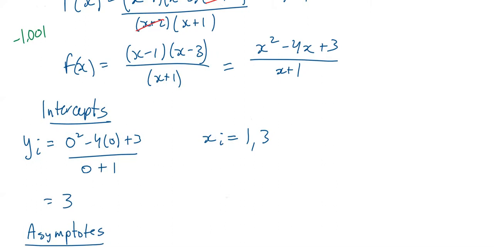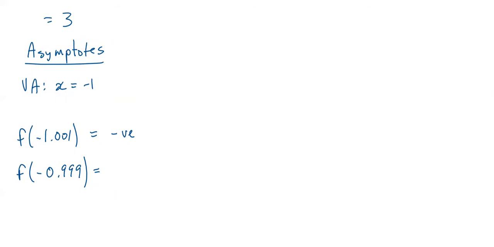And for the next one, I'm plugging in negative 0.999. So this is still negative. The top 2 are still negative because you're subtracting. But what about that bottom one? Negative 0.999 plus 1. Well, that's going to be positive. So now I have 2 negatives and a positive, which means this one will be positive.